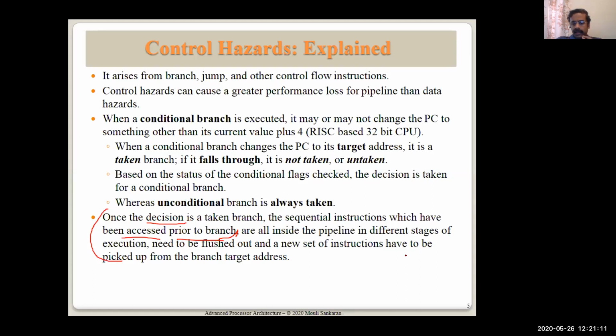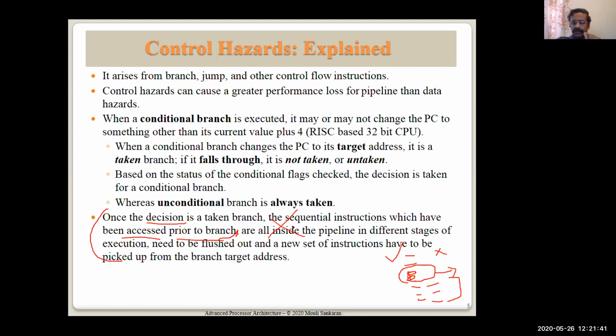What I mean by that, let me tell you. Some instructions are here. Some branch instruction is here. Then some instructions after it. Now the branch instruction takes a decision after some time, maybe 1 or 2 cycles. Then there are some instructions which have been accessed already. So we need to flush only these instructions, not these. The instructions prior to the branch need to be executed.